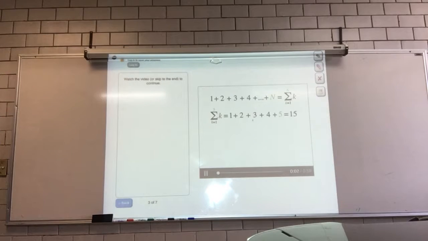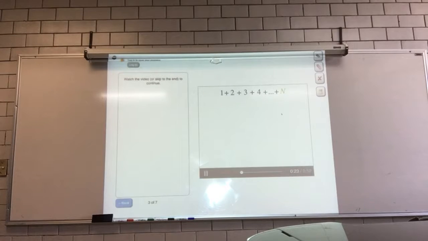Yes, this sum is equal to 15. But if we choose a bigger n, adding the numbers can become nearly impossible. For example, what's the sum of the numbers from 1 to 500? You could add up all 500 numbers. Instead, let's try to find a faster way, a formula, for adding the numbers from 1 to n.